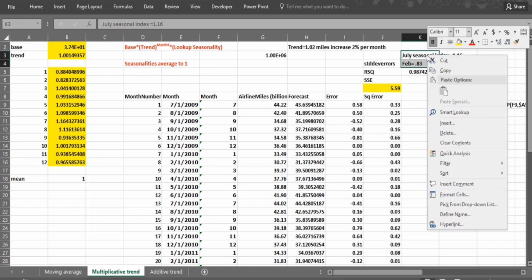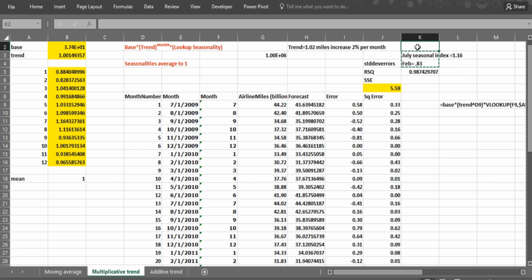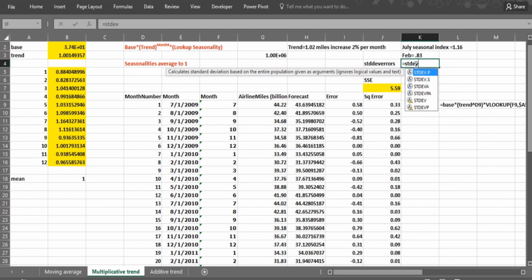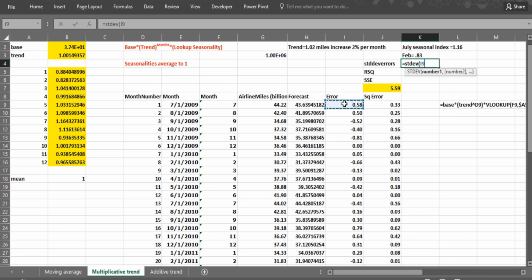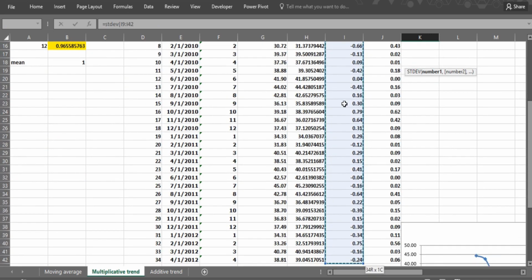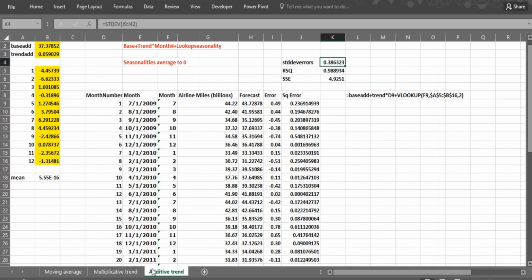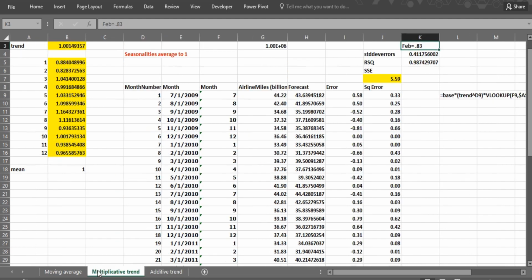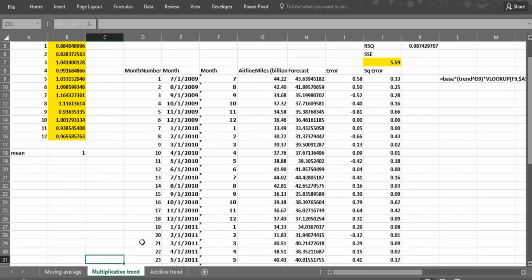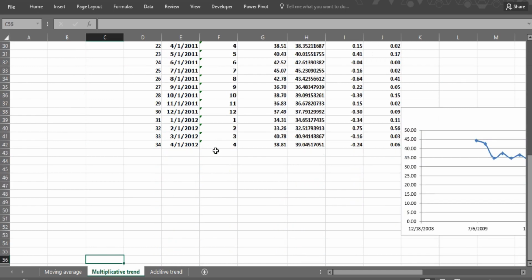Let's move this up here. So the standard deviation of the errors, the error and squared error columns are exactly like they were before, I should have mentioned that, is 0.41. And that's a little bit worse. So the additive model is better. But again, how would I forecast the next month? It would be month 35 and it would be May.